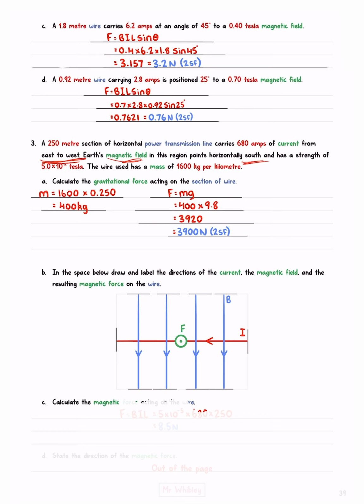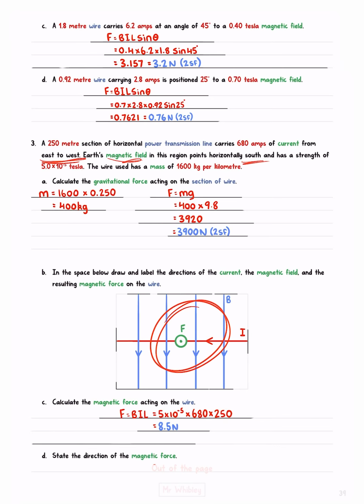Calculate the magnetic force acting on the wire. We know that this force is equal to BIL, we know our magnetic field, we know our current, and we know our length, which gives us 8.5 newtons. State the direction of the magnetic force. As determined here, we have it coming out of the page.